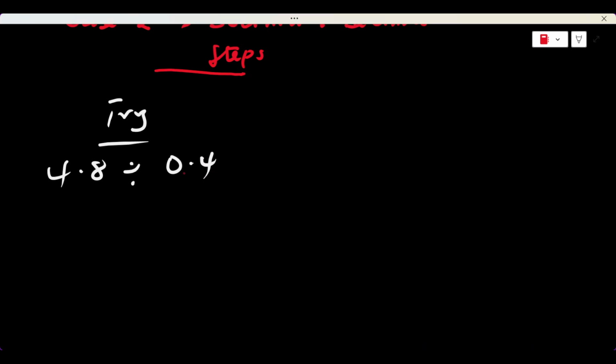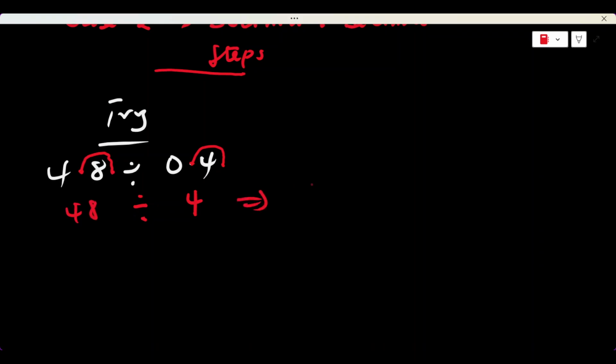So the first thing is to what? Convert the divisor to a whole number. And by doing that, you stand on the decimal point, move to the right. So in this case, it has only what? One decimal place value. So you move only once, giving you 4. And then you bring your division sign, and you move the same number of times. You move here once, move here once as well, giving you what? 48. So we have 48 divided by what?